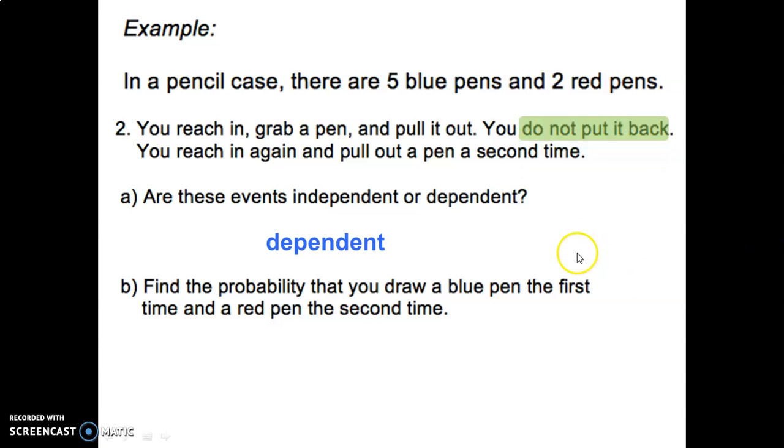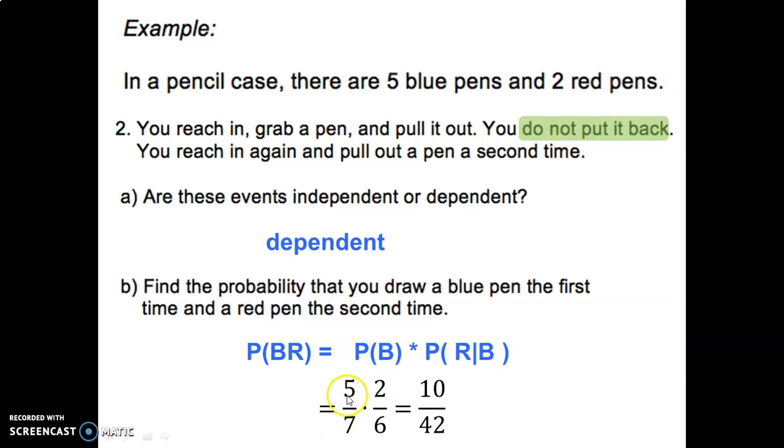Please read this now and try this question, both of them. For this one, notice you do not put the pen back. So now the pencil case changes. Your probability for the second taking of a pen has changed based on the outcome of the first action. These are dependent events. So the probability of drawing a blue then a red is found using the dependent formula, which is the same again: probability of blue times probability of red, except the probability of red has changed because B has occurred. The probability of blue is the same as in the beginning, 5 out of 7 pens, but then you multiply by 2 out of 6, because there's one fewer pen in the bag, and you still have 2 red, but it's 2 out of 6.